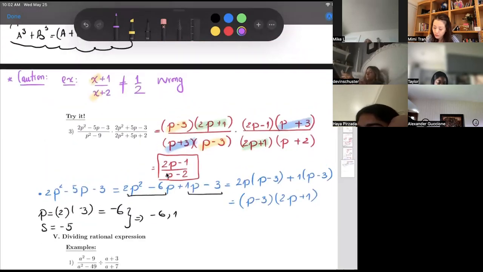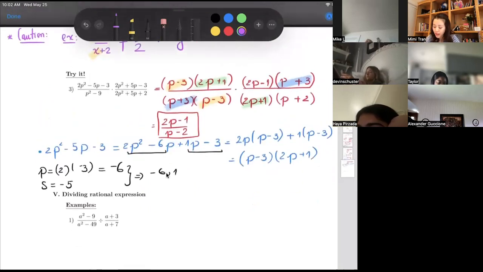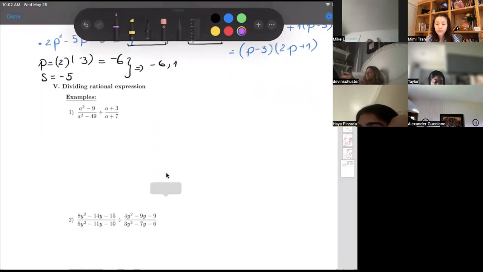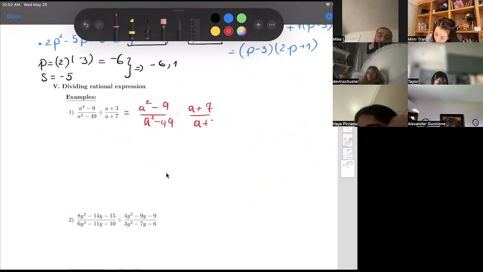All right, now we divide. It's the same thing as multiplying, but the extra step is you have to flip them first. That's all. So the first thing we do, we flip them. So this is equal to a squared minus 9 over a squared minus 49, times, flip the second fraction, so times a plus 7 over a plus 3. That's the only extra step you do. And now it's the same thing as multiplying rational expressions, right?